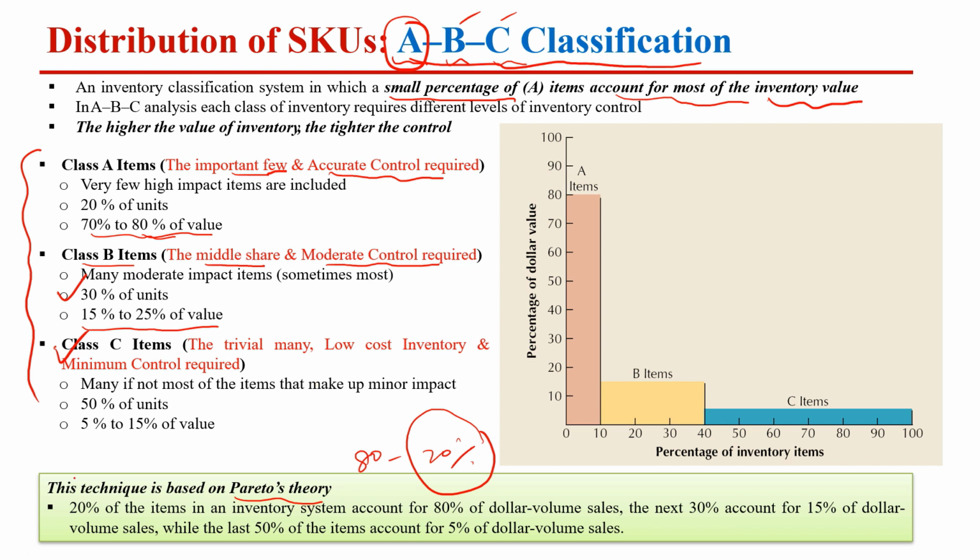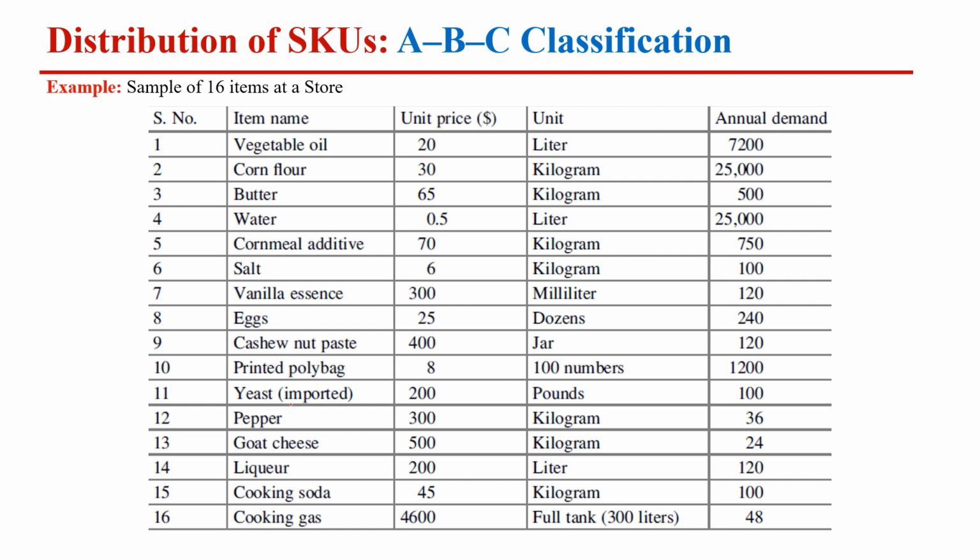As you can see over here, 20% of the items in the inventory system account for 80% of the dollar value of sales. That is basically the 20% of those items. But right now we are going to classify based on ABC, which is based on the Pareto theory.